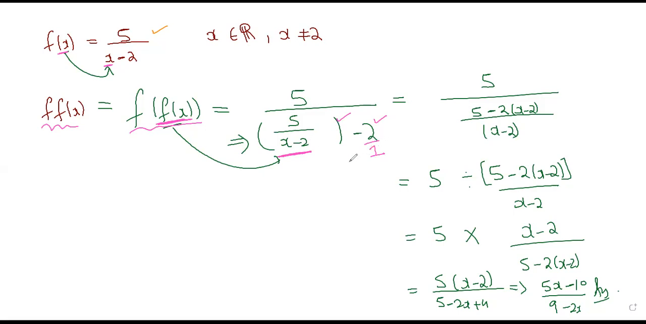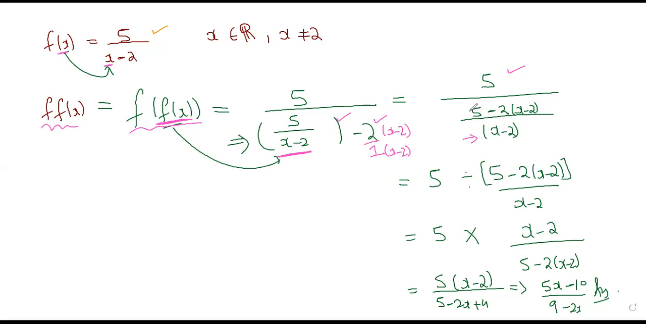So I combined the two fractions by taking the LCM. The LCM was x minus 2. In the numerator, 5 would come as it is. Obviously, we need to multiply x minus 2 here. So I'll be multiplying x minus 2 here. And it would give me 5 minus 2 into x minus 2 divided by x minus 2.